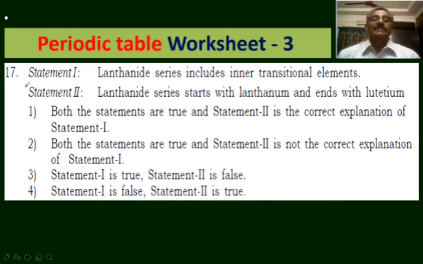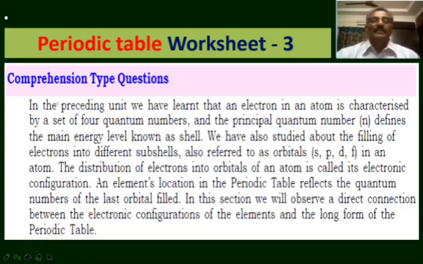Next, 17th question is also a statement type of question. Statement 1. A lanthanide series includes inner transition elements. This is true. Second statement is a lanthanide series starts with a lanthanum and ends with lutetium. This is also true, and this is the correct explanation for the first statement. So first option is the right option. Next, comprehension type questions. A paragraph is given.